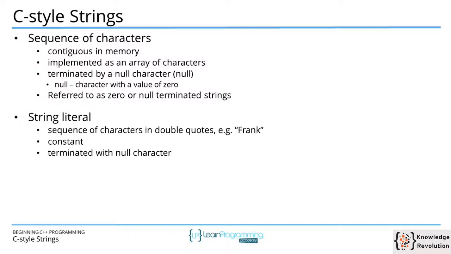C-style strings use a sentinel value that marks the end of the string. The null character is used, which is equivalent to the integer 0. So, C-style strings are often referred to as zero or null terminated strings. We've been using C-style strings all along in this course. We've used them mainly in our output statements as string literals. Recall that string literals are sequences of characters enclosed in double quotes. These string literals are constant, so we can't change them, just like we can't change integer literals.